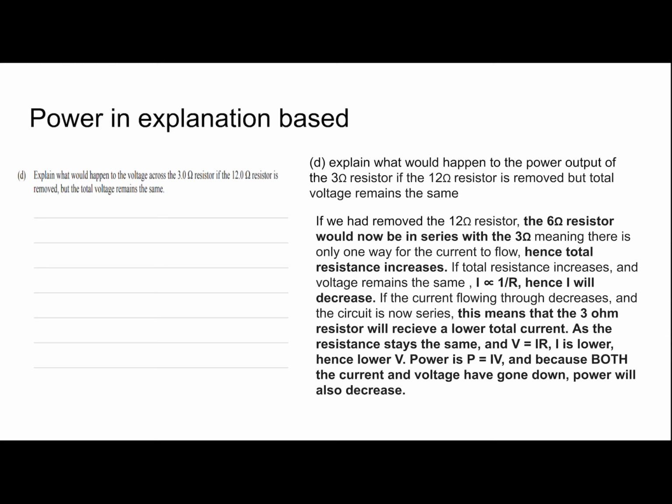And you link it back to power. Power is P equals IV, and therefore we can say that I has gone down and the voltage has also gone down. So both of these components have gone down, so therefore the power must also decrease.